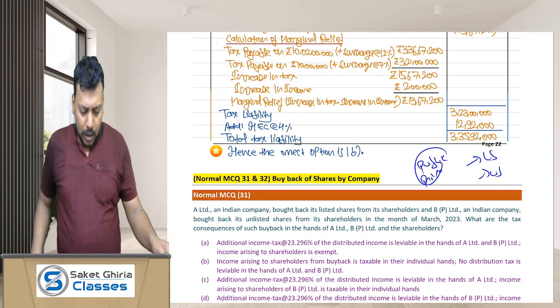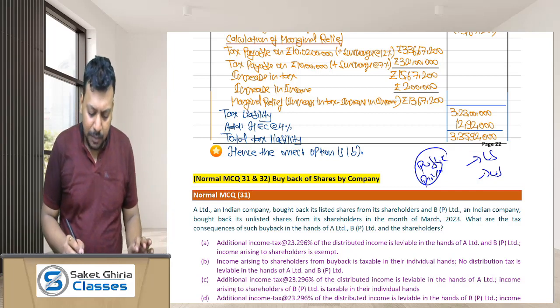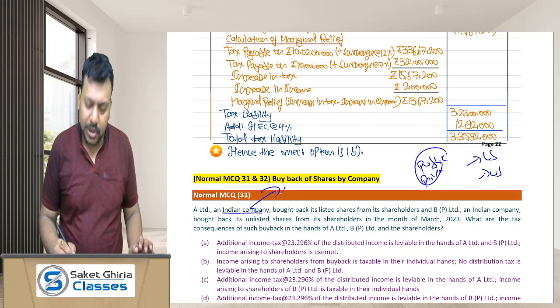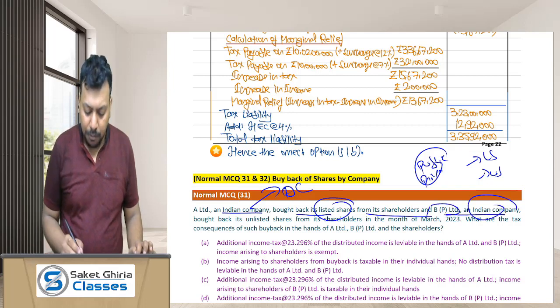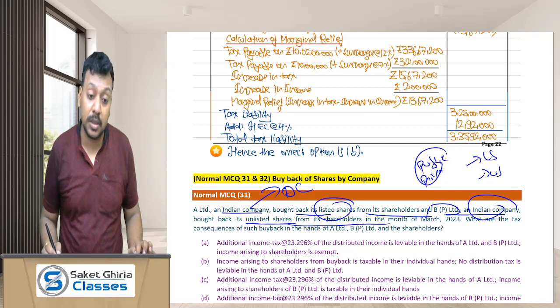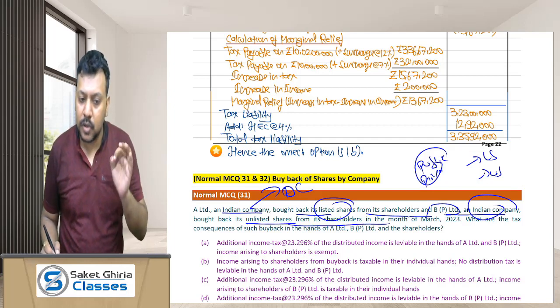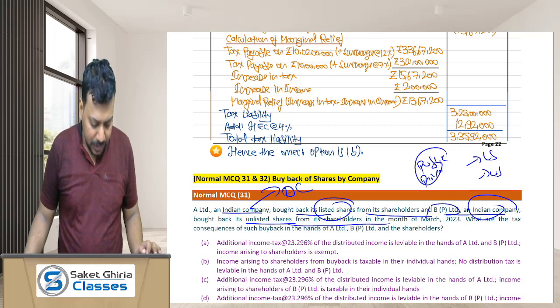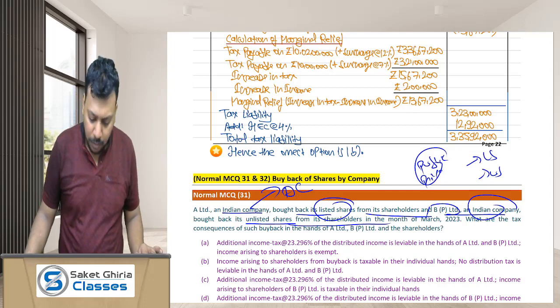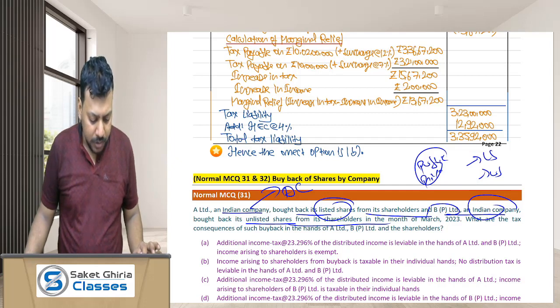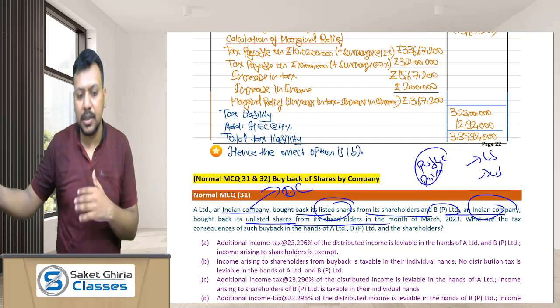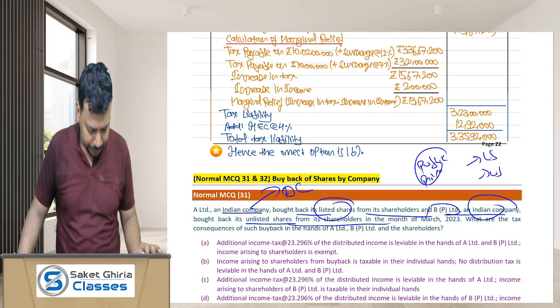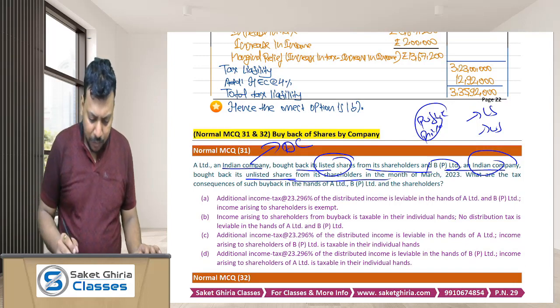Okay. So look with me. XA Limited, an Indian company, means a domestic company, bought back its listed shares from shareholders. B Private Limited, an Indian company, again a domestic company, bought back its unlisted shares from shareholders. Means in both the cases section 115QA would be attracted, and both the companies have to pay additional income tax at the rate of 23.296% on the amount of the distributed income, and the income from the buyback would be exempt in the hands of the shareholders under section 10(34A). Okay. So both the companies have to pay additional income tax.